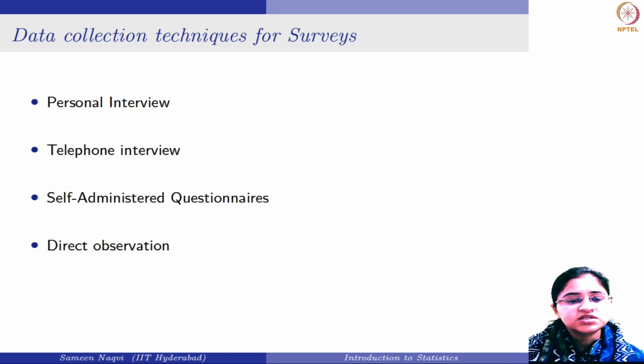The next one is directly observing the data and just noting it down. For instance, it is more common in biological experiments where you want to, suppose, see the height of a plant, so you have to go each day and record it directly. Basically, you are directly observing the height of the plant each day and noting it down.